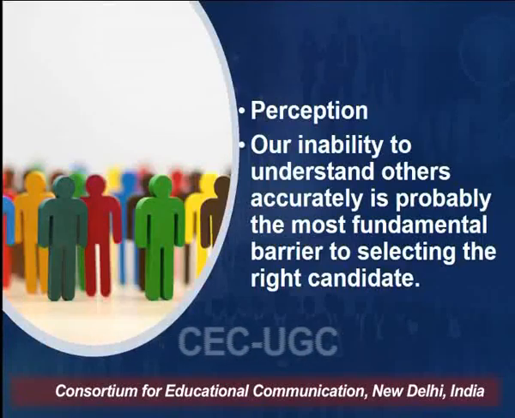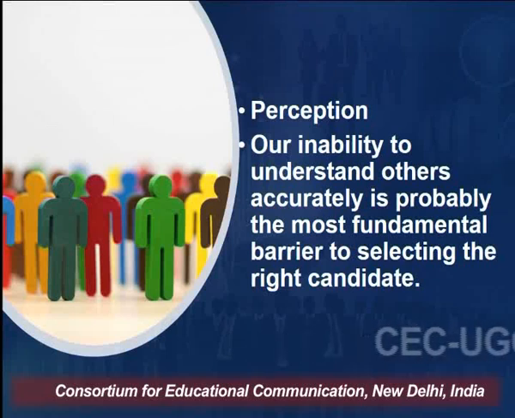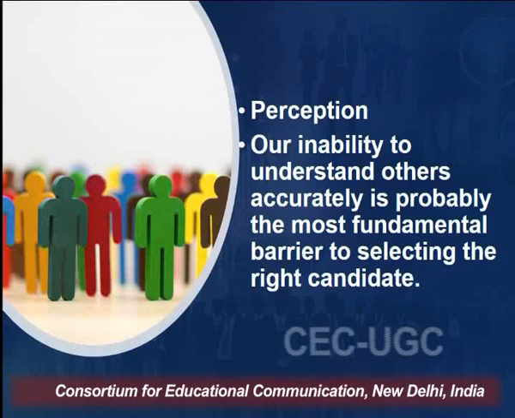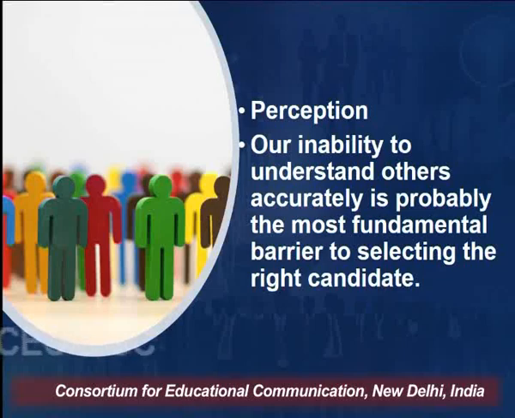So what do we mean by perception? Perception basically means that our inability to understand others accurately is probably the most fundamental barrier to selecting the right candidate. So at times we have our own preconceived notions, we are using our own perceptions while selecting. These perceptions can either make us select the wrong candidate or reject the right candidate. That is why perception can be a barrier to effective selection.